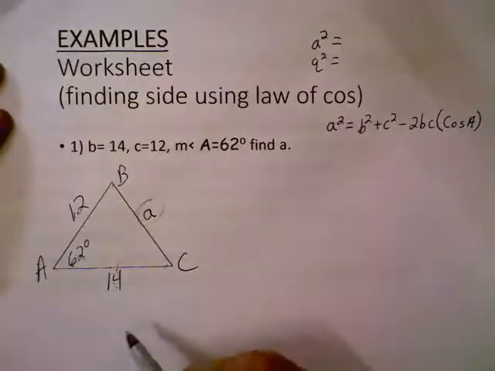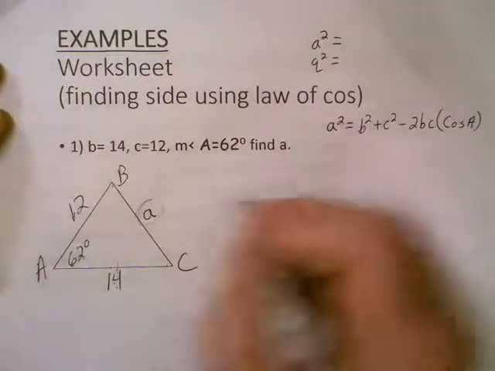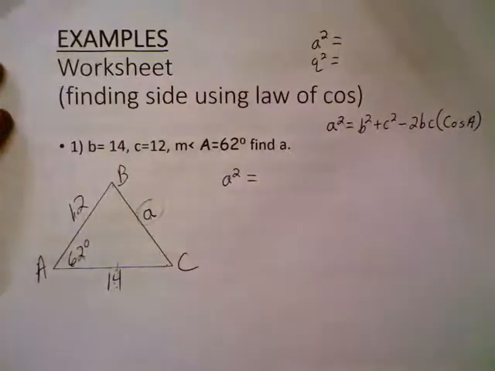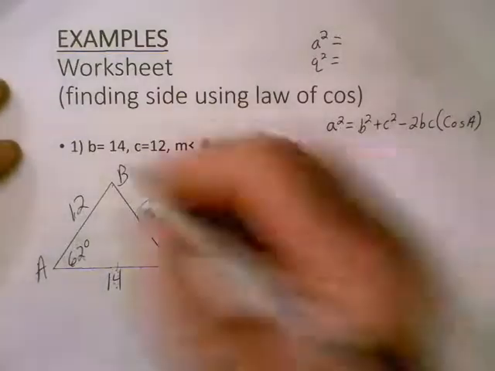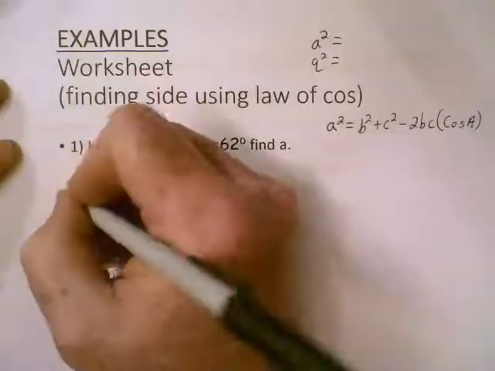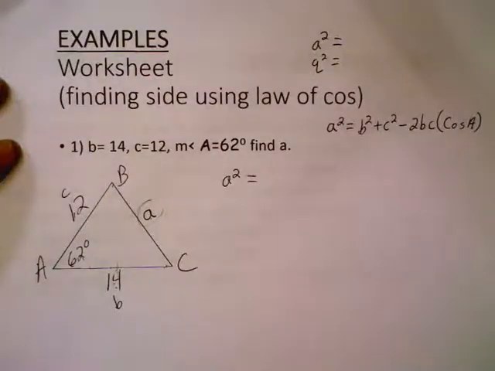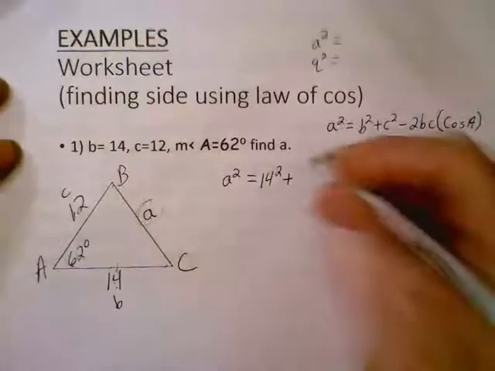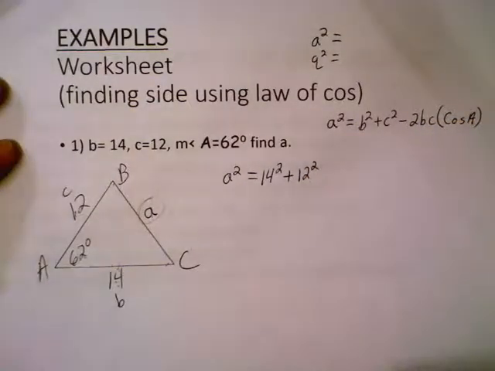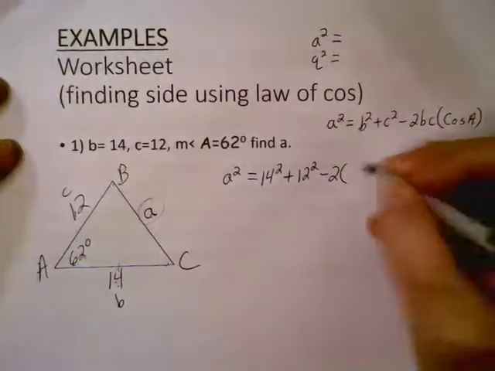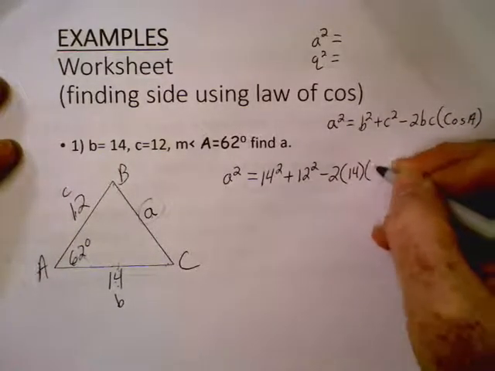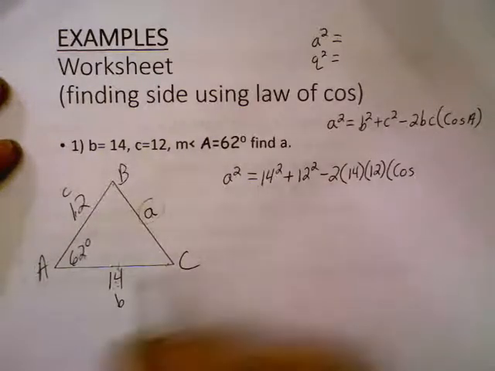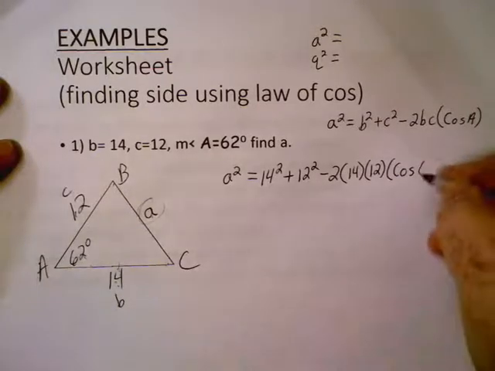This time I happen to be looking for little a. Probably shouldn't have set it up that way. I should have found some other side. But I'm looking for little a, so it's going to be little a squared on that side all by itself. Then I want little b next, and I'm going to label this: this is little b, this is little c, just so I remember. So little b is 14 squared plus little c squared, which is 12, minus 2 times little b, which was 14, and little c, which was 12, and then the cosine of our angle A, which we know is 62.